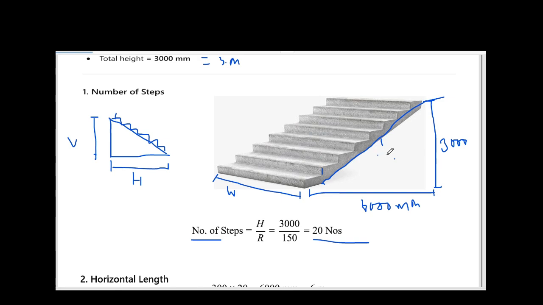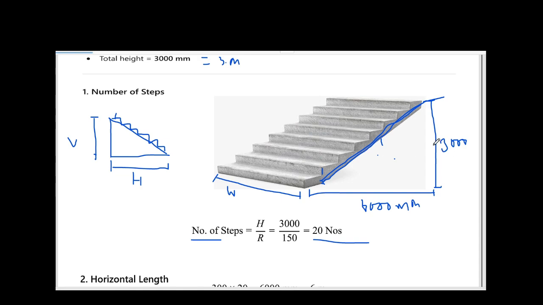This is the waist slab. The first step to design the stair is to design the waist slab. Then the second step is to design the steps. So this is the waist slab. It has some thickness. This is the waist slab, and this is its inclination.